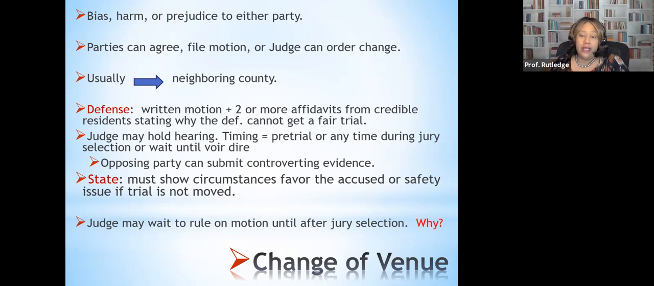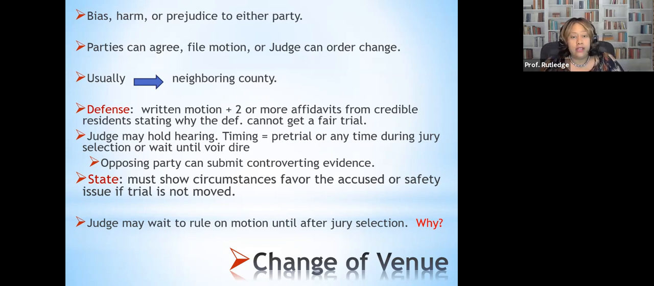The opposing party, in this example the state, can certainly submit controverting evidence or affidavits saying yes, he or she can get a fair trial. The state can also ask for a change in venue if there are circumstances that show some kind of favor for the accused, or there's a safety issue if the trial does not move. What if one of the witnesses is in danger or something like that? They can ask for a venue change as well.